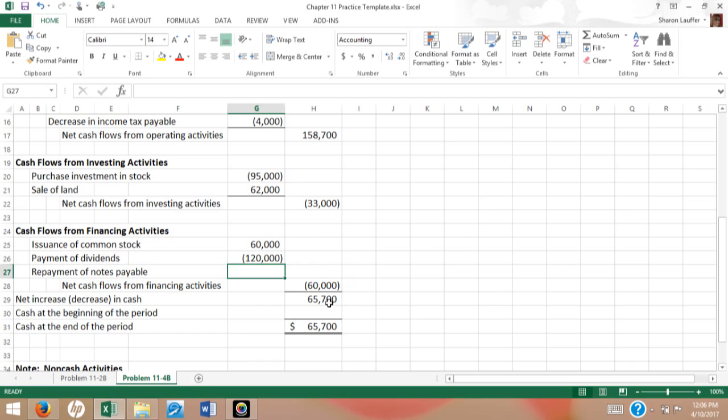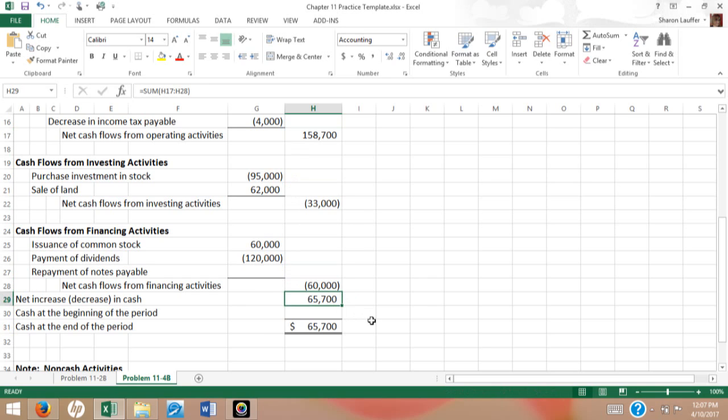So now we're down here to the net increase or decrease in cash. To get this amount, you're going to total these 3 amounts that you had, the cash flows from operating, investing, and financing. So if you total those up, you're going to get $65,700, and that's the amount of increase in cash.